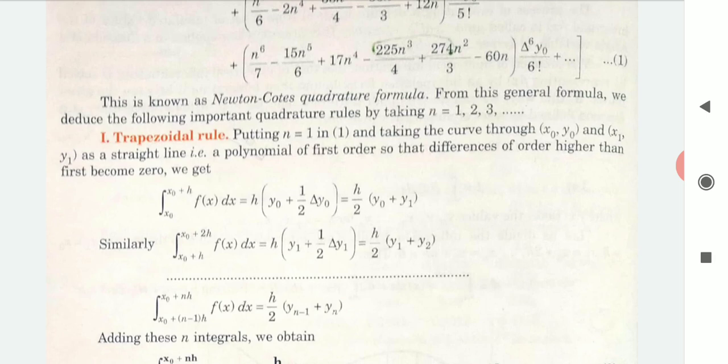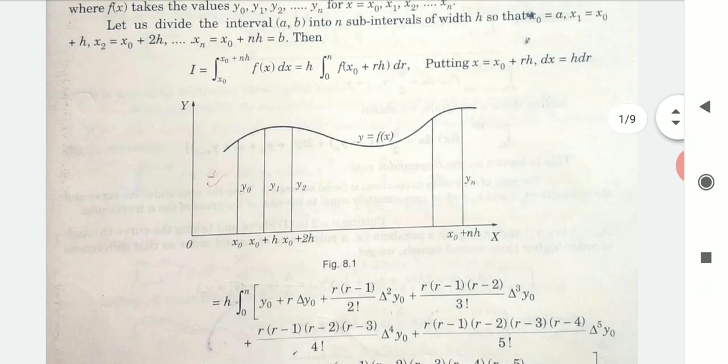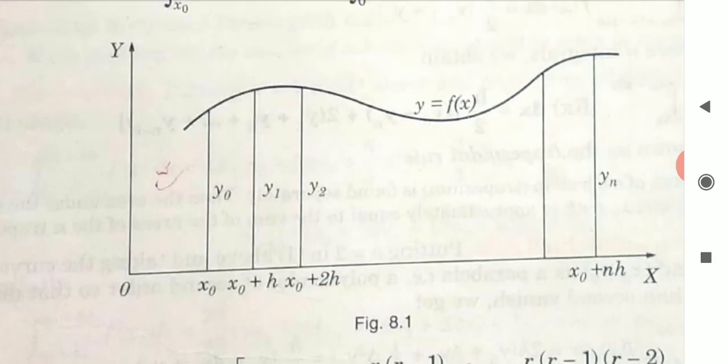Putting n is equal to 1, two things we have to take care of here. One thing is we have to take n is equal to 1. The other thing is we have to take the curve through x0, y0 and x1, y1 as a straight line. Why was the diagram important? Let us go back to the diagram. So this is my first point, x0 and x1. x1 is nothing but x0 plus h.